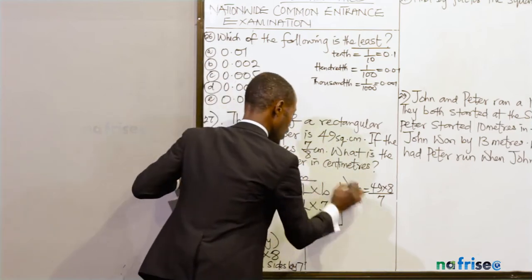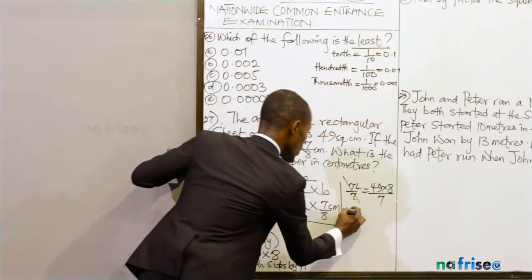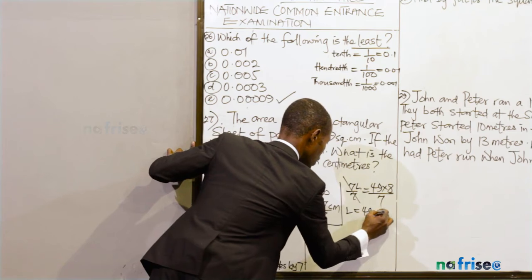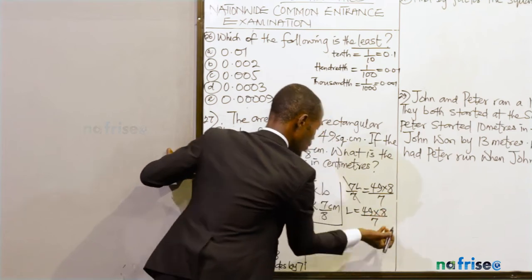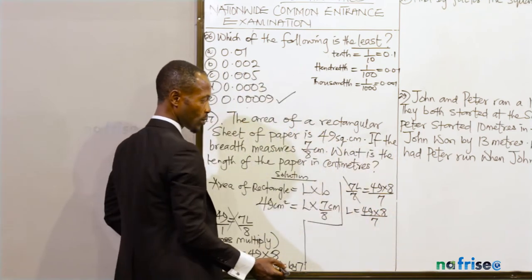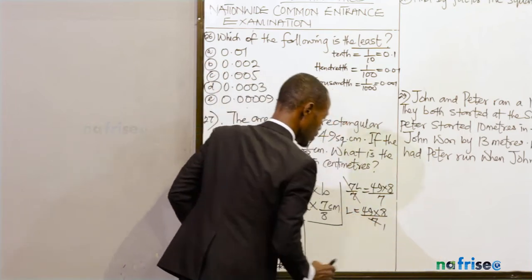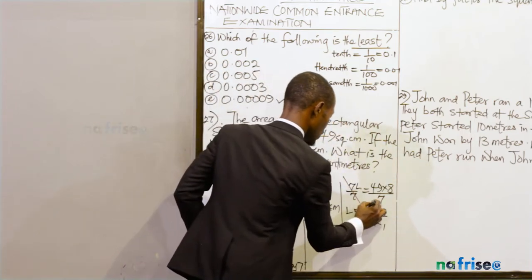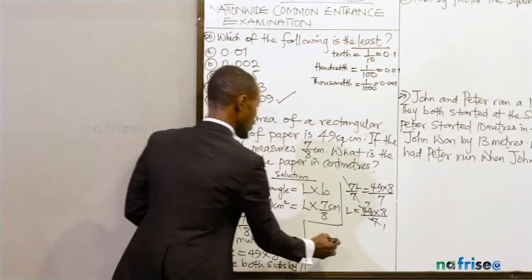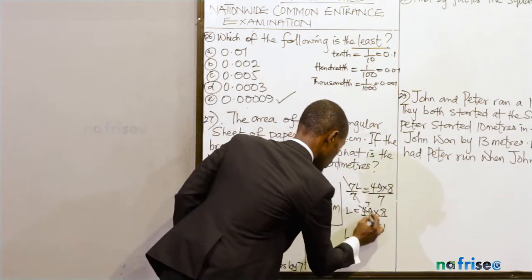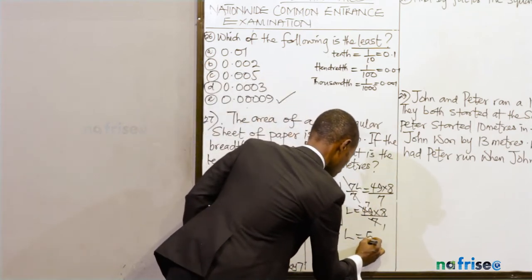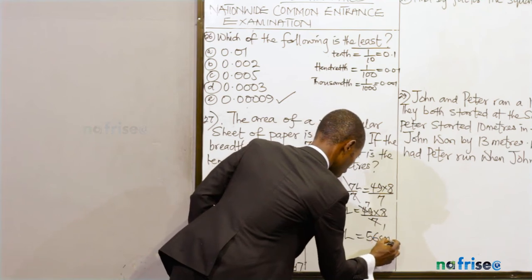So 7 will cancel 7. So L equals 49 times 8 all over 7. And I know 7 can divide 49 also. So I will take it as 7 here 1, 7 here 7. 7 times 8 means that L equals 7 times 8, which will give me 56. And I can now place my denominator there.